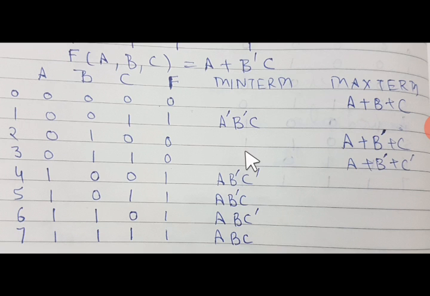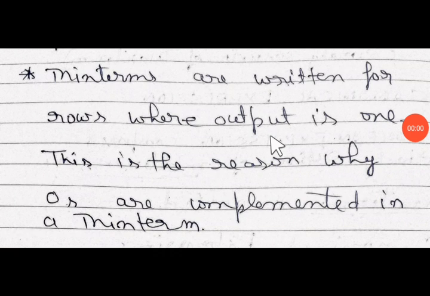Then A plus B dash plus C. Now here where the row number is 2, so 0, 1, 0, B has been complemented because it had the value 1. And then A plus B dash plus C dash. So here it was 0, 1, 1, so B and C have been complemented because they had the value 1. Now here also I want to specify that max terms are always written for those rows where the output is 0. So students, please note it down.